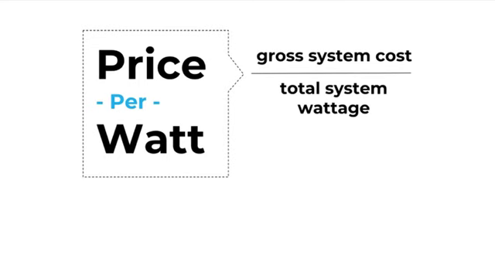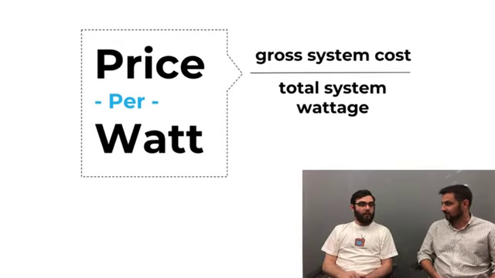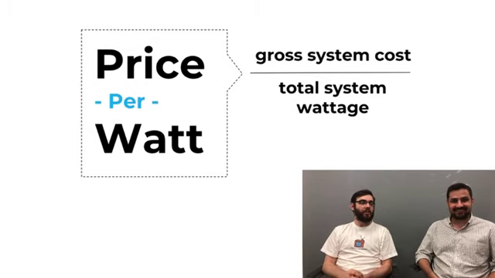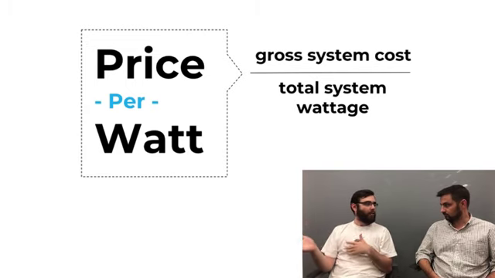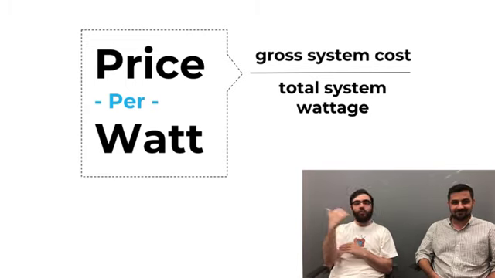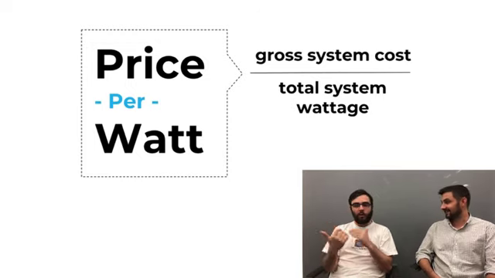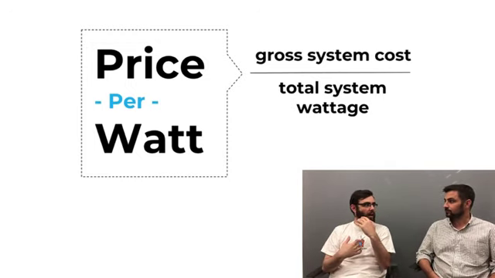So price per watt. What is price per watt? How do we calculate that? Pretty simple. It is your gross system cost divided by your total system wattage. Usually you're going to see your system in kilowatts, so just go ahead and multiply that by 1,000 to get your price per watt. If you're actually wanting to do this math, make sure that your gross system cost is your full all-in cost. A lot of times things get knocked off the top.